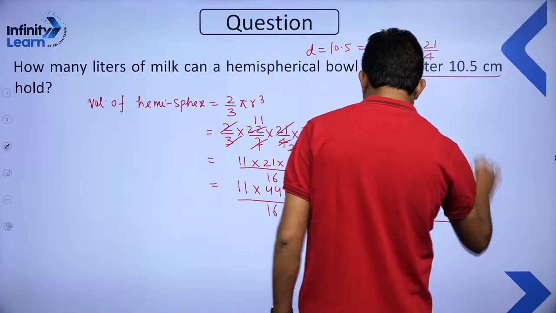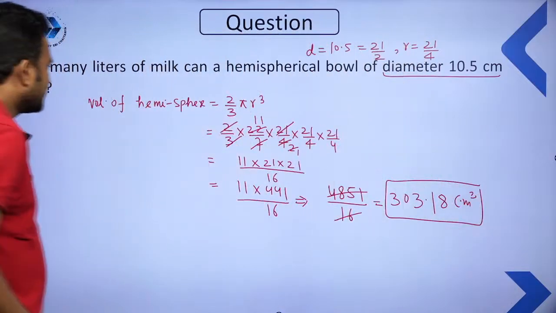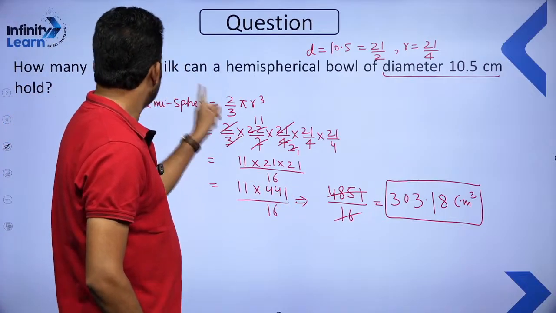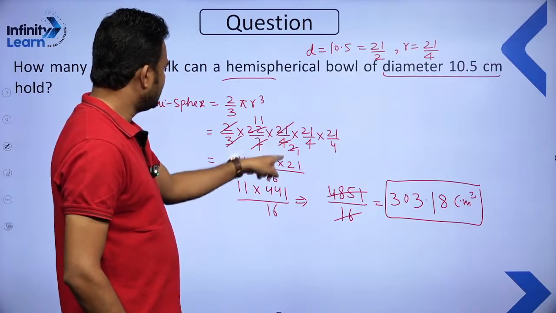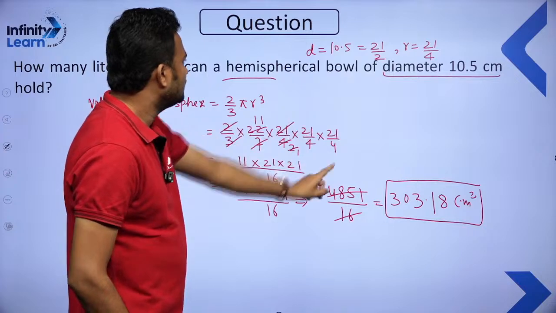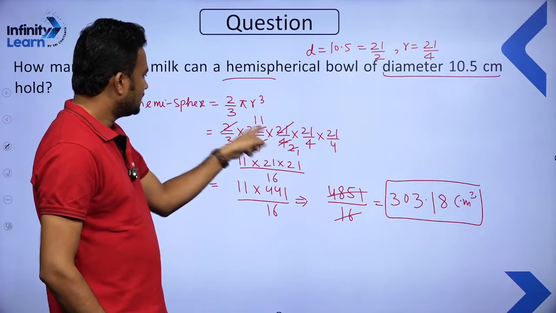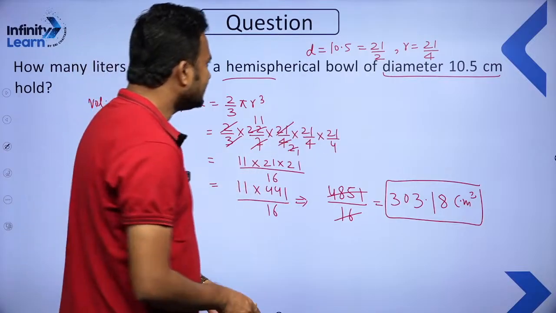But the question is, we have to write the answer in liters. Everything is right now. Let us check. 2 by 3. Yes. Pi r cube 22 by 7, 21 by 4 into 21 by 4 into 21 by 4. 7 3s are 21, 2 2 get cancelled out. Then 11. So 21 into 21 is 441, right? Okay. So how will we convert it into liter, guys?